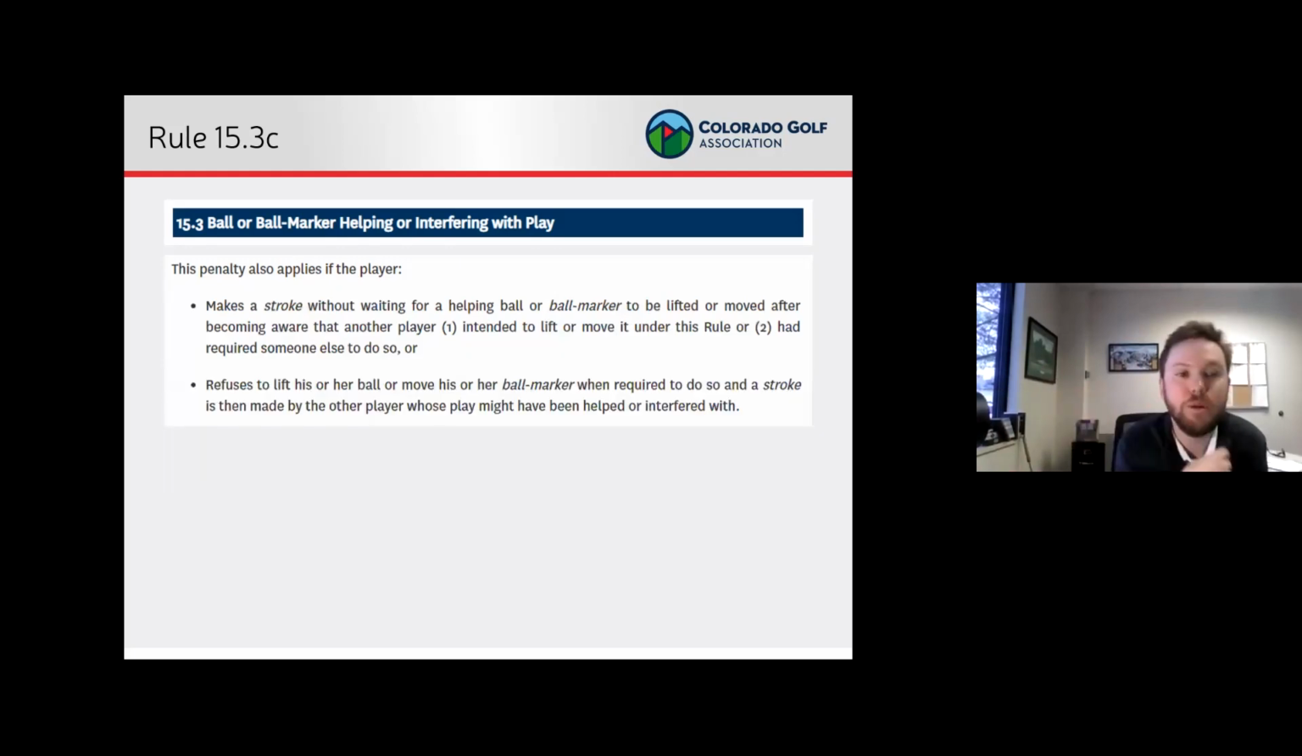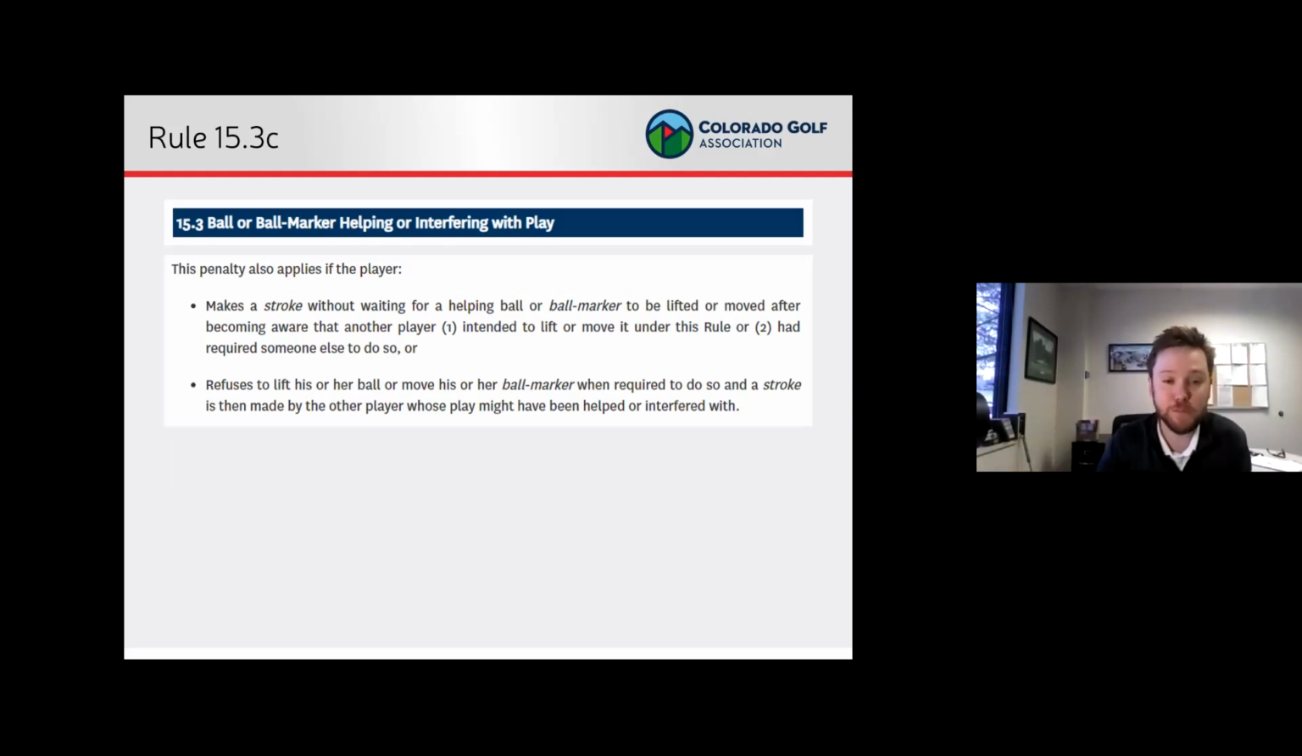Or the penalty also applies if the player refuses to lift his or her ball marker or move his or her ball or ball marker when required to do so, and a stroke is then made. Again, doesn't matter about contact. Stroke's made by the other player whose play might have been helped or interfered with. Again, if you've required somebody to do that and they refuse to do it and say, no, I'm not going to do that, the other player goes on and plays, there's a penalty there, right?